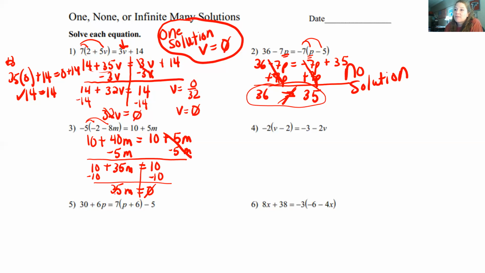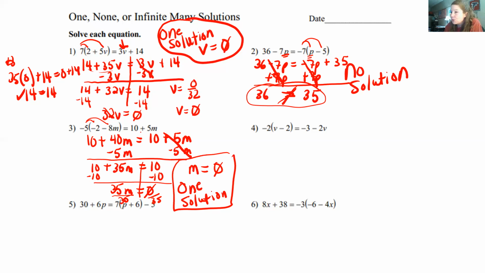And then I still get to divide both sides by 35. So m equals 0 divided by 35, which is a real number. That equals 0, which is true. So I get one solution. On your work today, when it is one solution, you have to write what that solution is. So this one equals 0. If I plugged in a 0 to both of these variables after I distributed on this line, I would find out that I would have 10 is equal to 10, which is true, which makes me know my answer is correct.